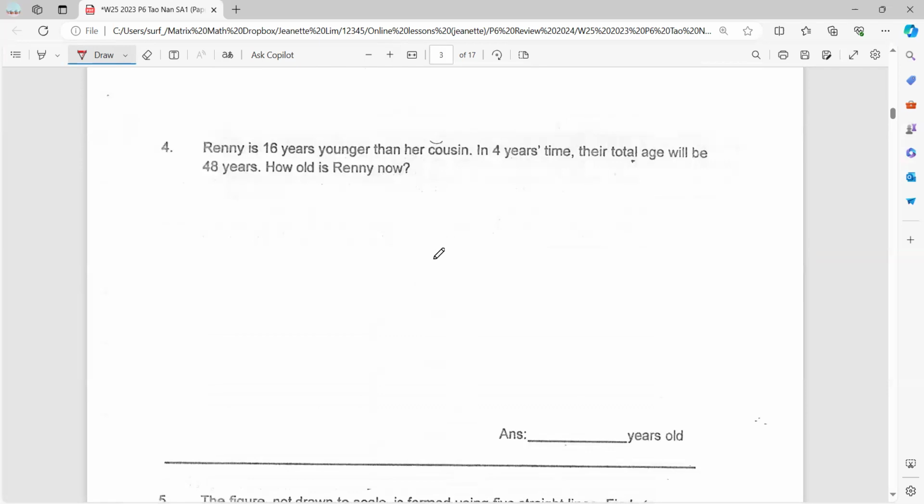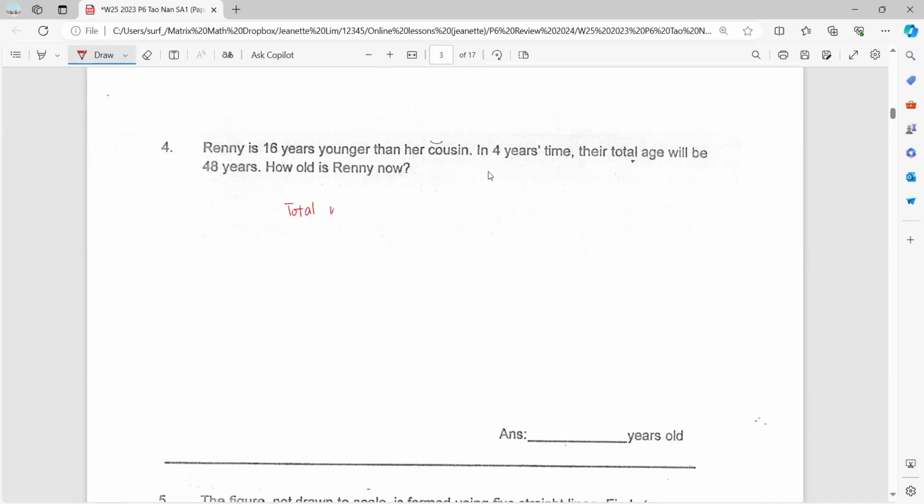Question 4. Rennie is 16 years younger than her cousin. In 4 years' time, the total age will be 48 years. How old is Rennie now? So this is talking about age. Their total age in 4 years' time is 48, which means that the total age now has to be 48 minus 4 minus 4.